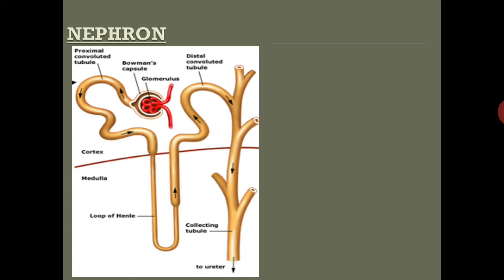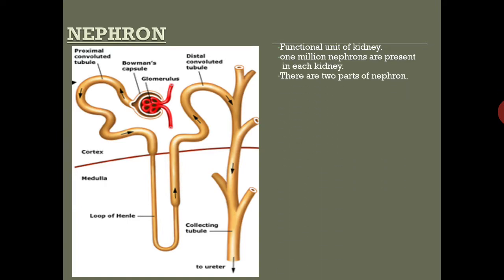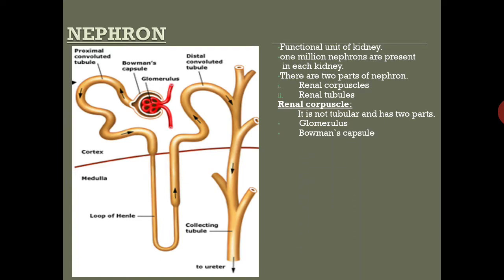Now, the structure of a nephron. The nephron is the functional unit of the kidney. One million nephrons are present in each kidney. There are two parts of a nephron: renal corpuscle and renal tubule. The renal corpuscle is not a tubular structure. It has two parts: glomerulus and Bowman capsule.